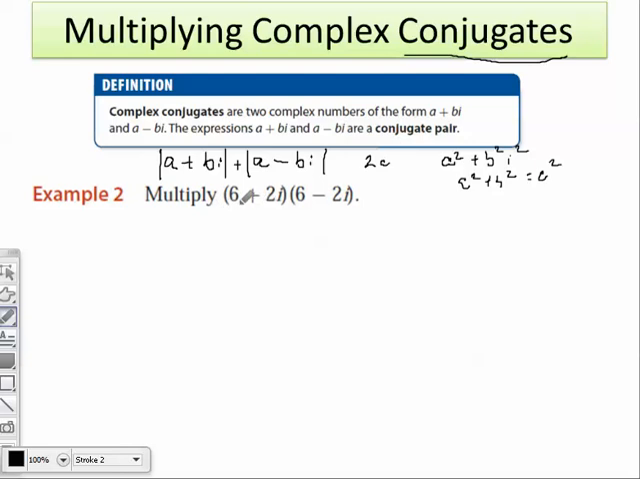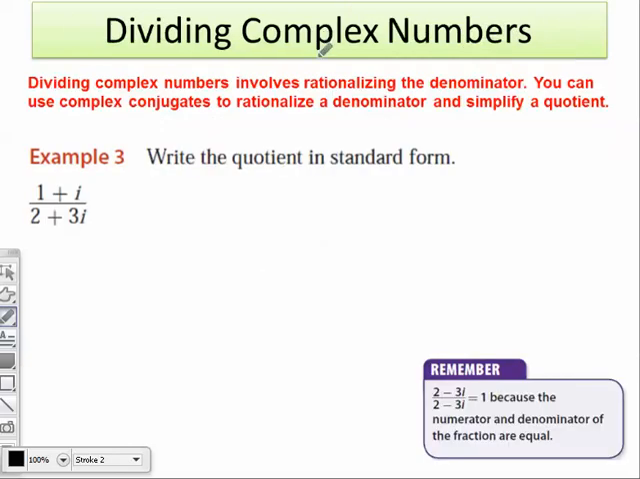So if I were looking at 6 plus 2i, 6 minus 2i, 36 plus 4i squared. Well, i squared is negative 1, so this becomes 36 minus 4, or 32. Do you see how that was done very simply? Okay? Let's write another one. The quotient in standard form.